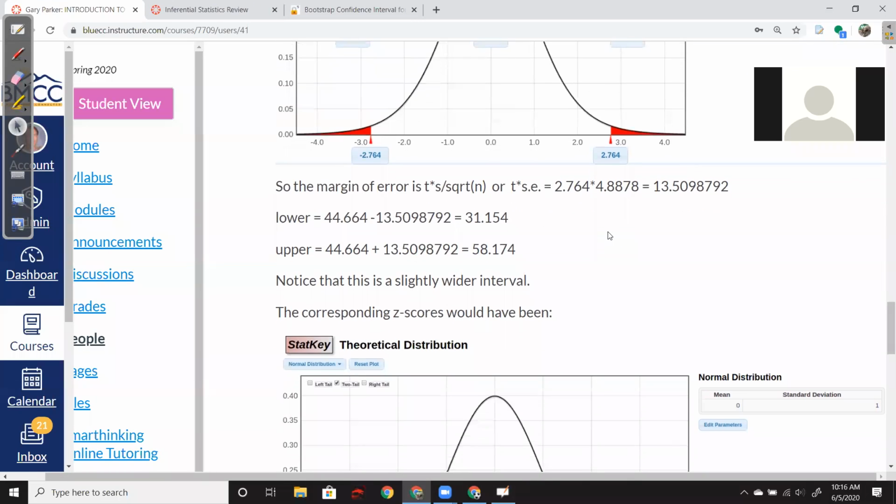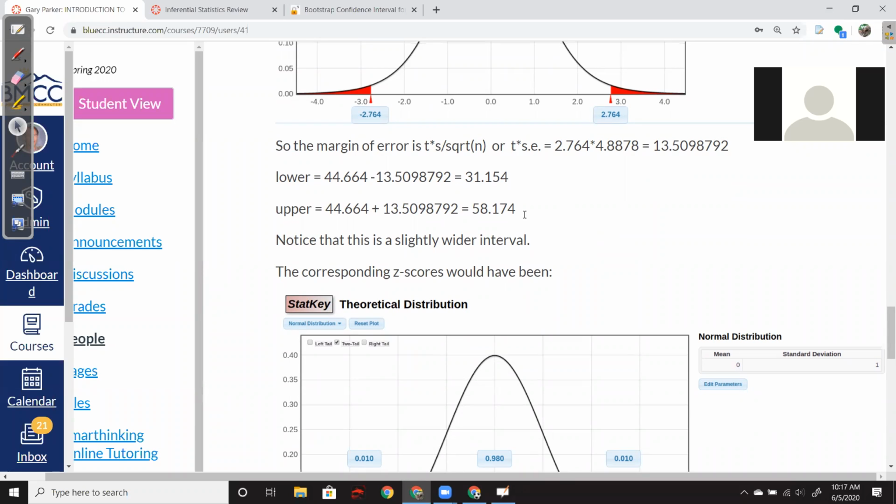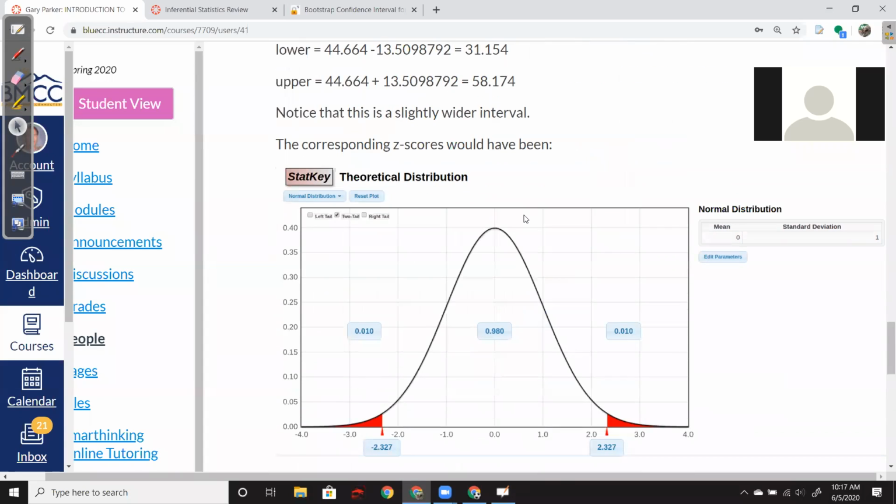And a t-distribution is always going to be a little bit wider. Okay. So if you accidentally approach this problem or a similar problem by applying the normal technique, then you'll get a narrower interval than what is expected in the system, because I programmed the system to use a t, which will always be wider. It'll have the same center. It's still 44.664, but a wider interval.